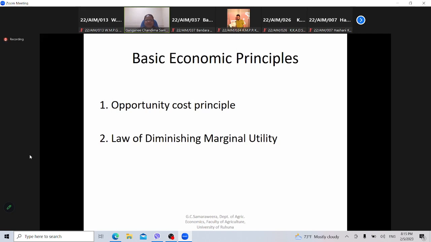No idea. So diminishing means decreasing. You should remember words, then you will never forget. Decreasing marginal utility. Utility simply means satisfaction. We are going to learn that one also today. And marginal utility is while adding one unit. These are the basic meanings of these two words: diminishing, decreasing; marginal utility, one unit of satisfaction. This law says utility is decreasing, or satisfaction is decreasing, while adding per unit. Now with that simple idea, we'll go through these two principles briefly.